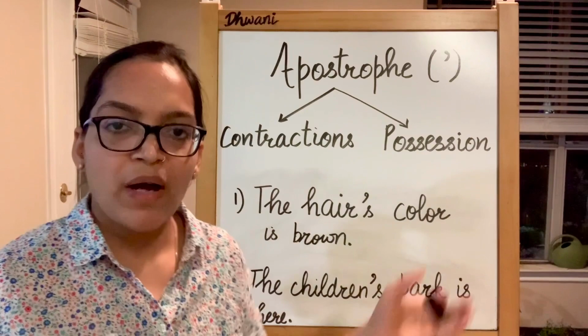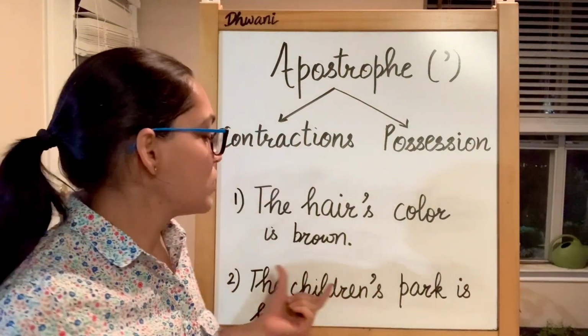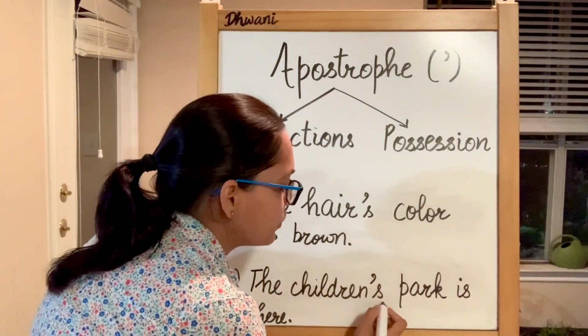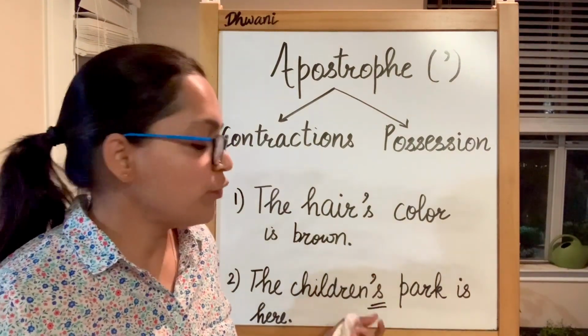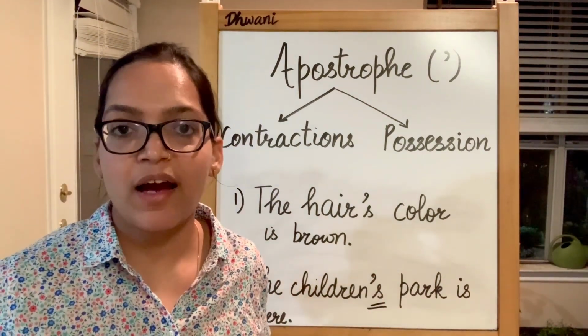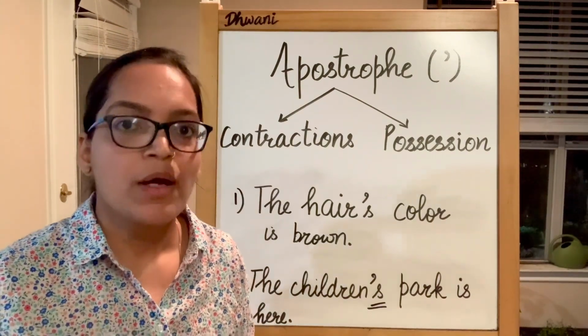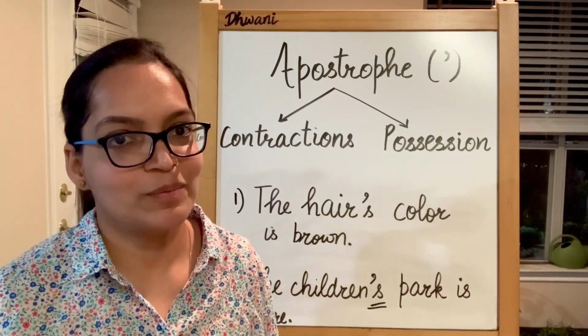So I want to say the park is here. Whose park is it? It belongs to children. So the children's park is here. Now what did I do? Again, I put an apostrophe and s just like I would do it for my singular nouns, because my plural noun does not have s in the end.